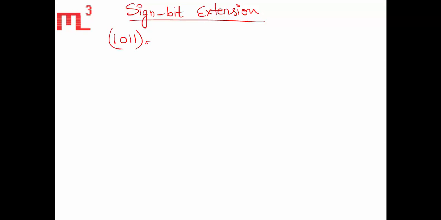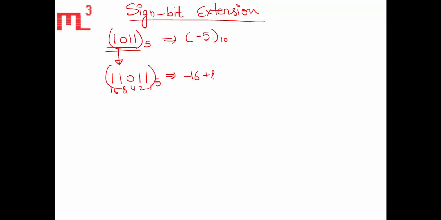Now we also have one concept called sign bit extension that will help to solve such kind of question in 1 second. So we have seen 1011 in 2's complement form. It is giving us -5 in base 10. Now if I represent the same number in 5 bits instead of 4, I will write 1 1 0 1 1. Now try to analyze its result. It is 1, 2, 4, 8, 16. That means -16 plus 8 plus 2 plus 1, which is equal to -5.